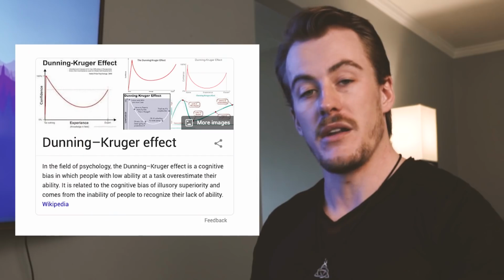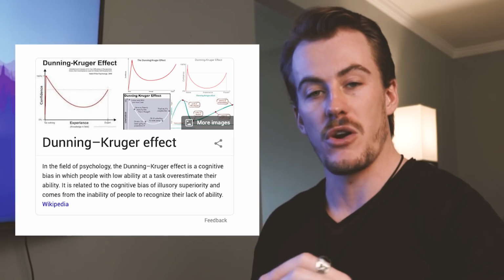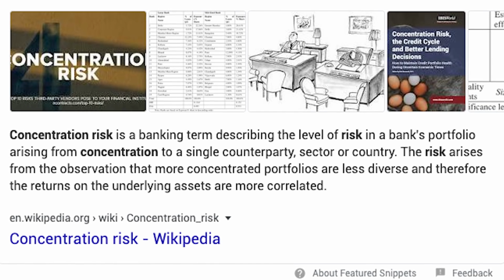Now, for the stock market, I highly recommend you research the Dunning-Kruger effect. That's a very important one to learn. That's probably the biggest risk starting out in the stock market. You're going to be overly confident coming into the stock market. Almost everybody is. And then I also highly recommend researching market risk and concentration risk, or a lack of diversification.